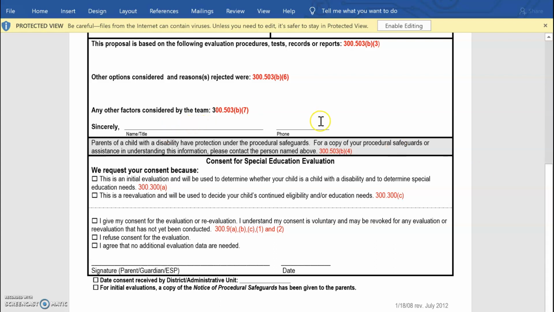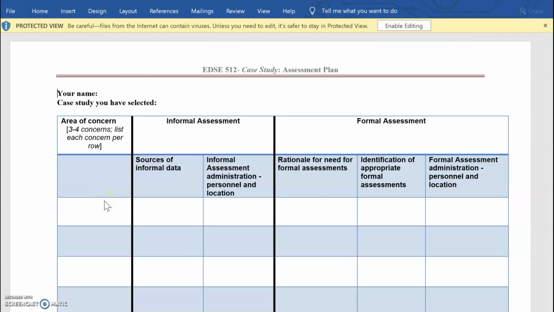And then obviously your role, a phone number. You can make up a fake one if you would like to. And then you'll just fill out that entire form. So down here at the bottom, that would be the spot where the fictitious parent would respond to. And then we have this assessment organizer. You'll list your areas of concern, formal and informal assessment.